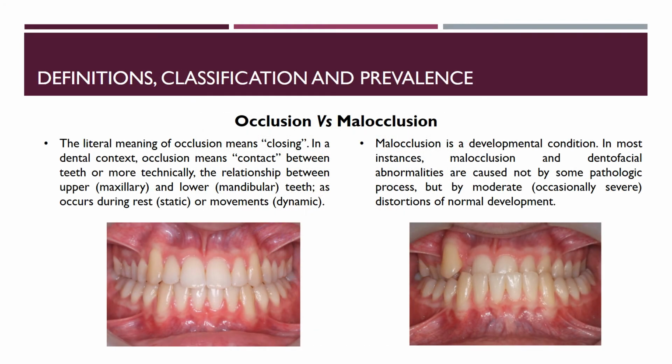So after we know the objective of our lectures, we will do a refreshment of the definitions, classification, and prevalence of malocclusion. Occlusion versus malocclusion can be defined as follows. The literal meaning of occlusion is closing. In a dental context, occlusion means contact between teeth, or more technically, the relationship between upper maxillary and lower mandibular teeth, as occurs during rest, static, or movements, dynamic.